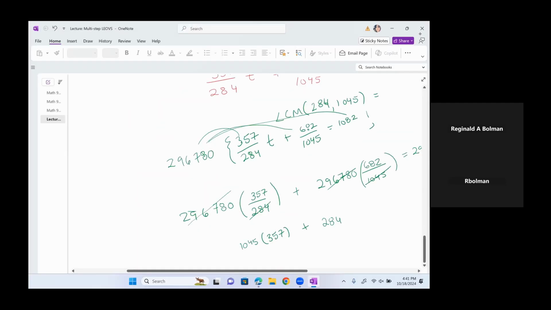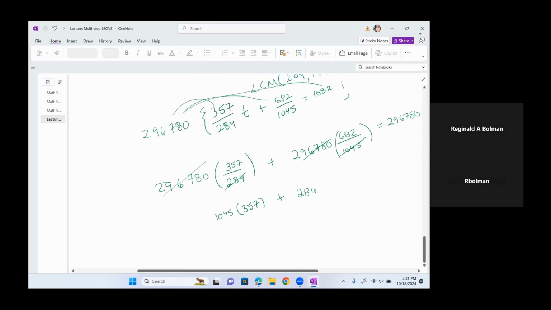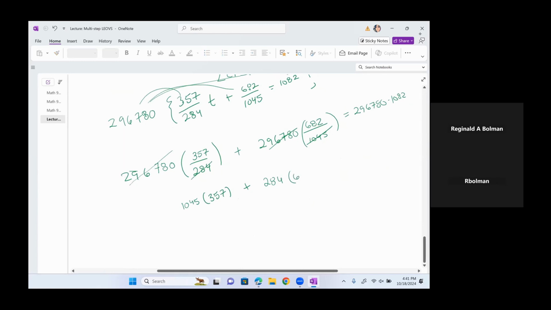But go ahead and do that calculation. Yeah, so we're left with exactly 284. So we'll have 284, and I'm sorry, my t got lost. So I'll need our t back. Times 682. And this will be equal to 296,780 times 1082. And all of that stuff will be equal to each other.